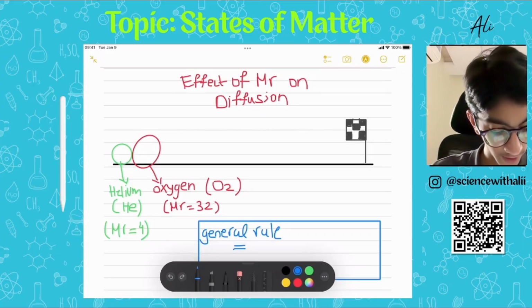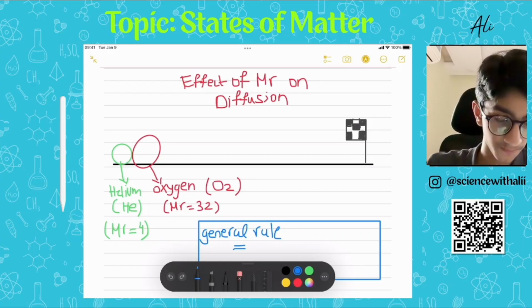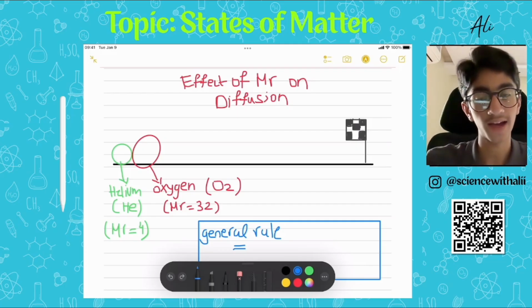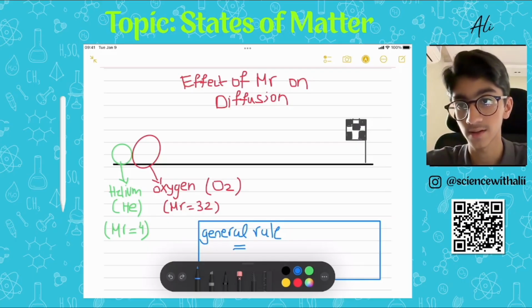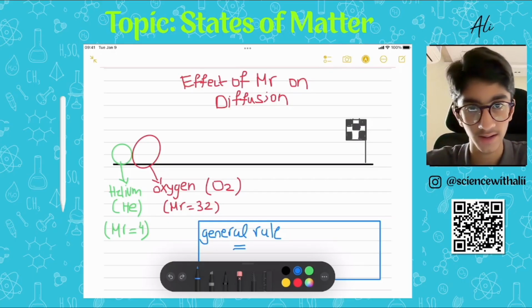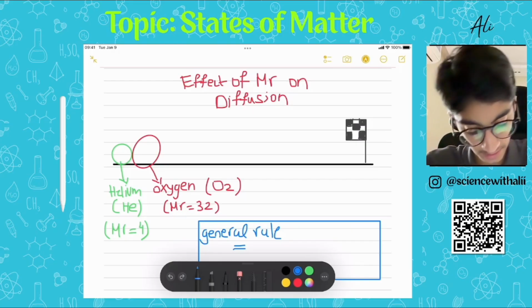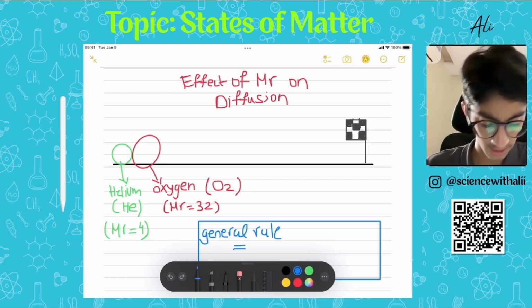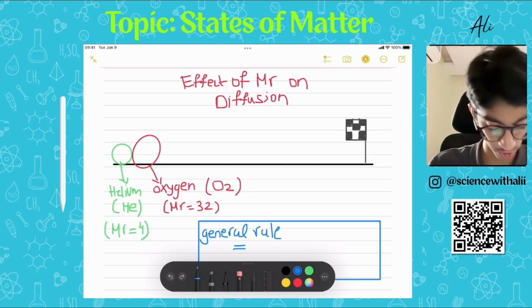Okay, so to explain the effect of MR on diffusion, I need to give you guys a scenario first, which is if I line up two people in a race, one is a skinny guy and one is a fat guy. So what will happen in a race? Obviously the skinny guy will win because the fat guy has more mass to carry along with him, so he will be slower.